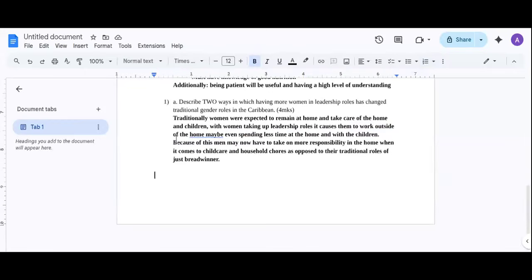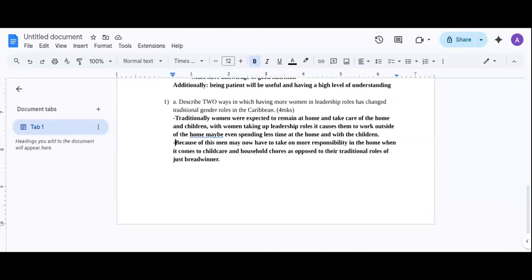So that's the first way. This isn't talking about women who work from home. This is women who work outside of the home, as the answer would suggest. And the second way, because of this, men may now have to take on more responsibility in their home when it comes to childcare and household chores, as opposed to their traditional roles of just being the breadwinner.